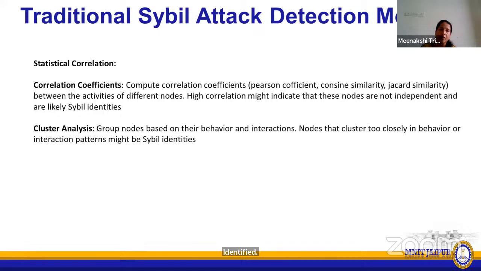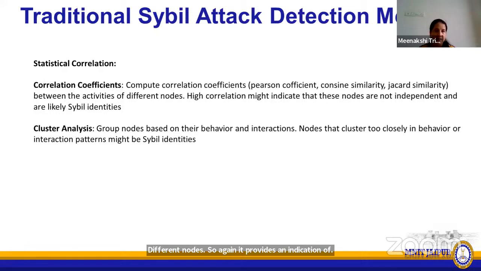Statistical correlation. Correlation tells us how the attributes of two nodes are related to each other. There are several kinds of correlation coefficients, such as Pearson coefficient, cosine similarity, Jaccard similarity. By calculating these correlation coefficients, if we get a higher value, that means these nodes are not different nodes. So again, it provides an indication of Sybil identities.